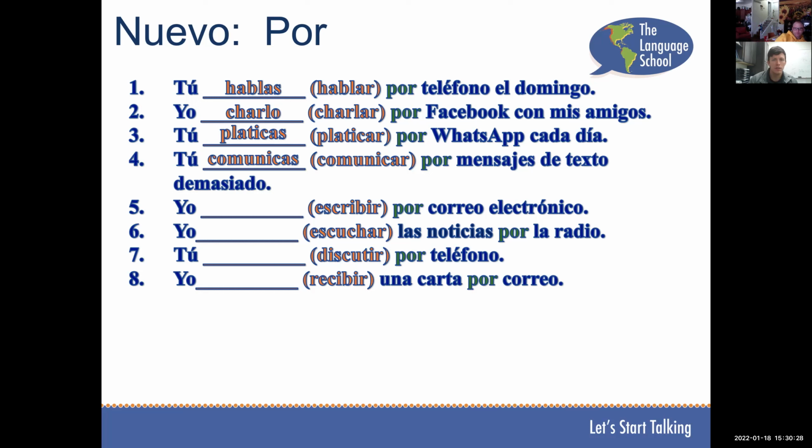¿Qué significa demasiado? So that piece: you communicate by way of text message too much. Which one's too much? Demasiado. Okay. Too much.